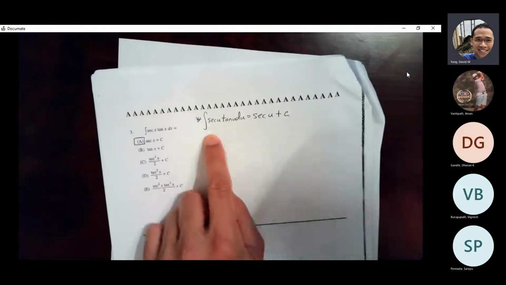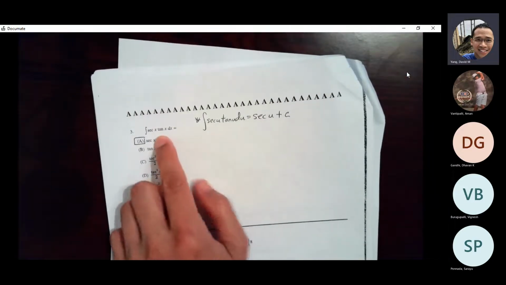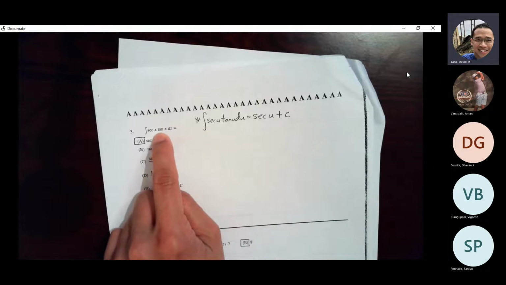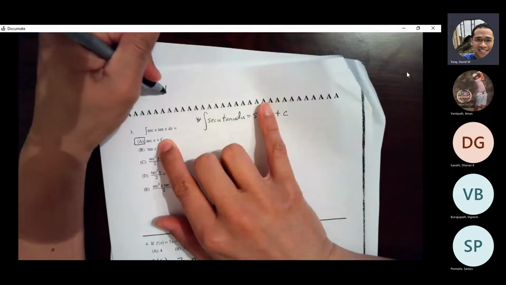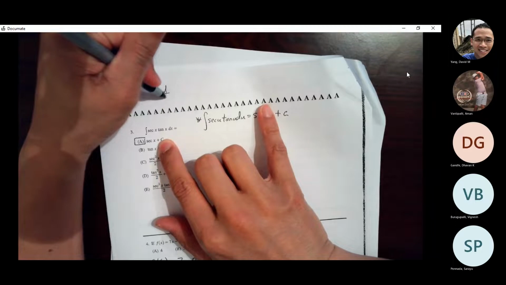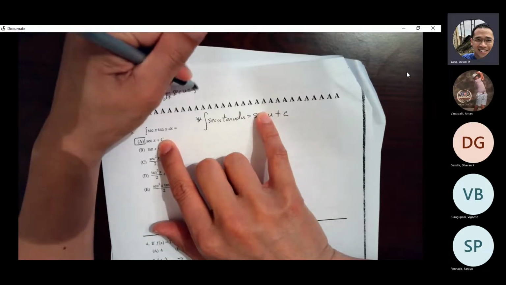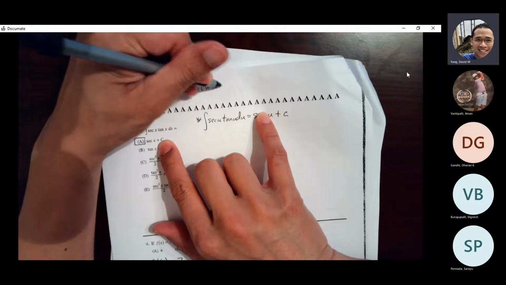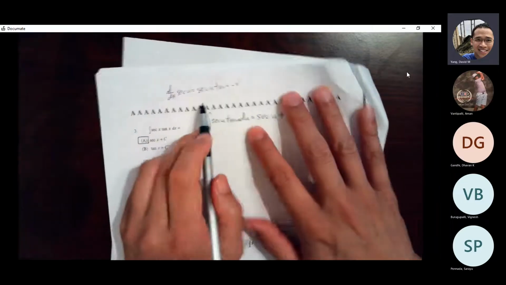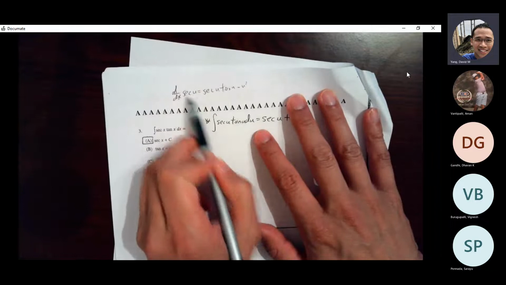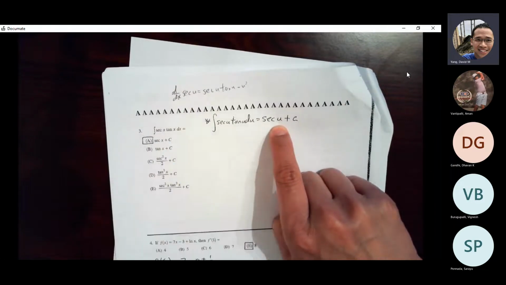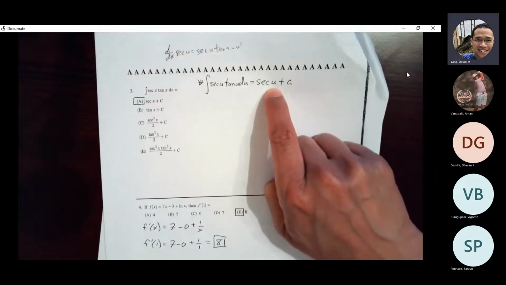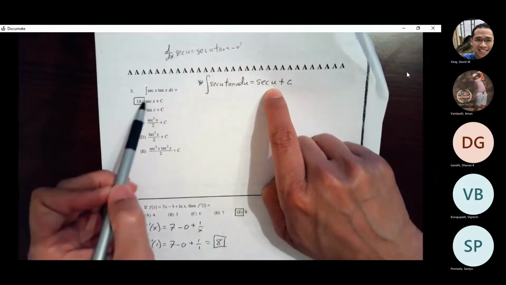Okay, number 3, we're just going to have to recognize the need for identifying the appropriate integral rule for secant tangent. We know the derivative is secant u tangent u times u prime. Therefore, the antiderivative of secant tangent will bring us back to secant. So if we know that rule, we can identify it and simply answer that as our correct answer.